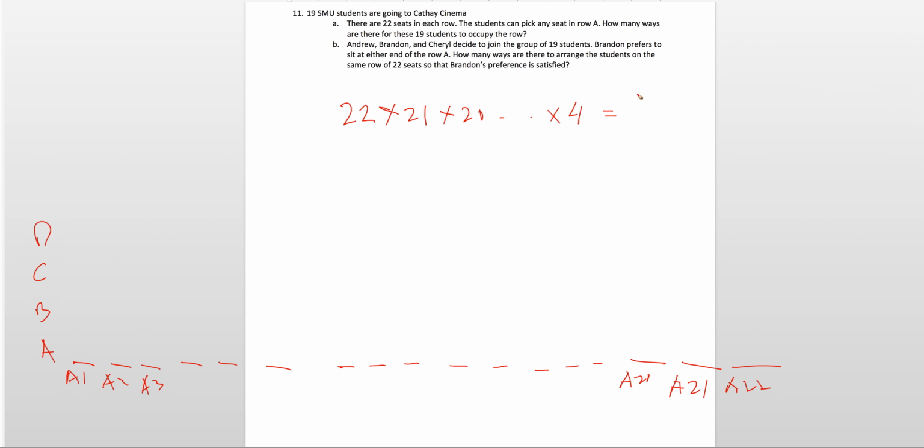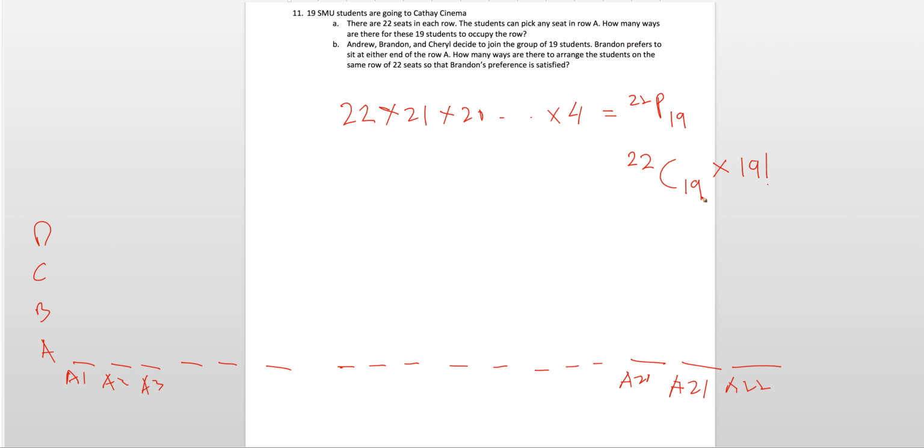Now this is the same as 22P19. So that is 11A. There is also a different way of thinking about this, because there are only 19 students but 22 seats. At first we are going to choose 19 seats among the 22, and once we have picked the 19 seats, we need to ask the students to arrange themselves among the seats, and that is going to take us 19 factorial.